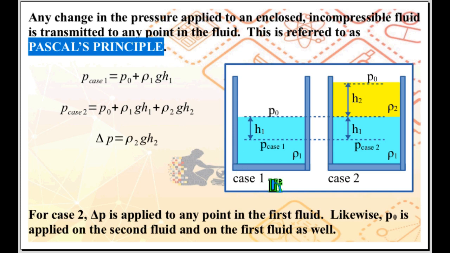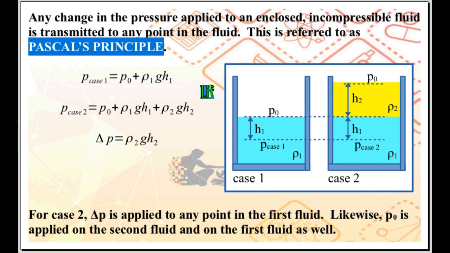For instance, say we have a fluid of volume density ρ1, a fluid inside a container. Let this be case 1. The pressure at depth H1, P case 1, we know this pressure to be equal to P naught plus ρ1 G H1, where P naught is the pressure at the surface of the fluid.